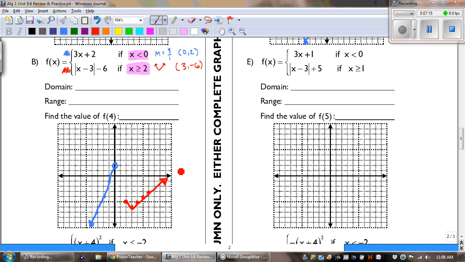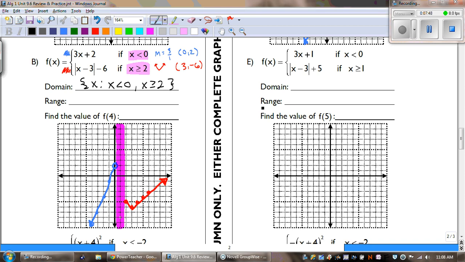There we go. So let's look at the domain. Is there a break in the domain? Well, I see 2 whole blocks right here where we don't have a graph. So yeah, there's a huge break. So when that happens, we set our limits right here: x is less than 0, and x is greater than or equal to 2.